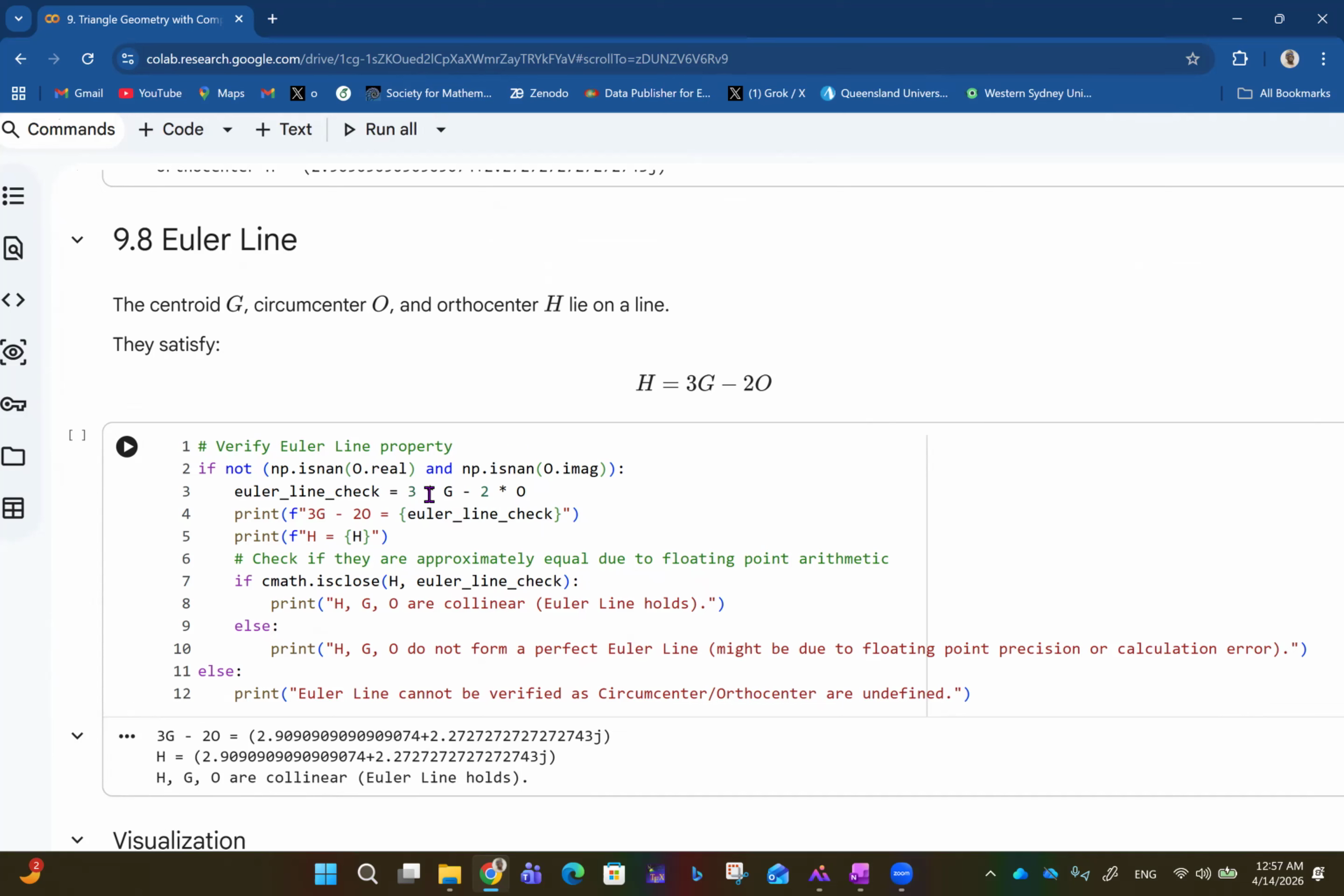Euler line check is 3g minus 2o. Then print 3g minus 2o. That's the Euler line check. So print f of h to be h. Check if they are approximately equal to floating point arithmetic. So, all this code is for us to get 3g minus 2o.